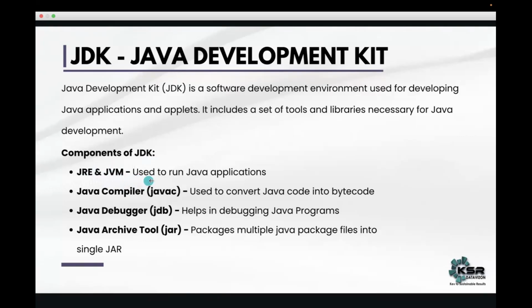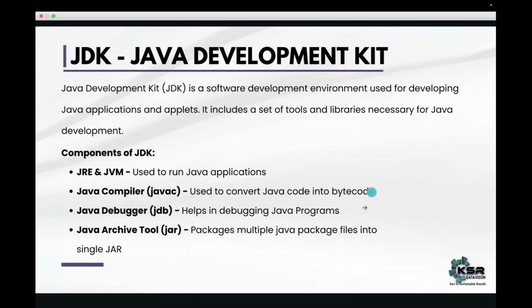JRE and JVM are used to run Java applications. Next, it contains a lot of components, maybe 10 to 15. I'm not aware of all of them, but these are a few important components which you might use. One is the Java compiler, called javac, used to convert Java code into bytecode. So you write your Java code, and it converts that into an intermediate code called bytecode.